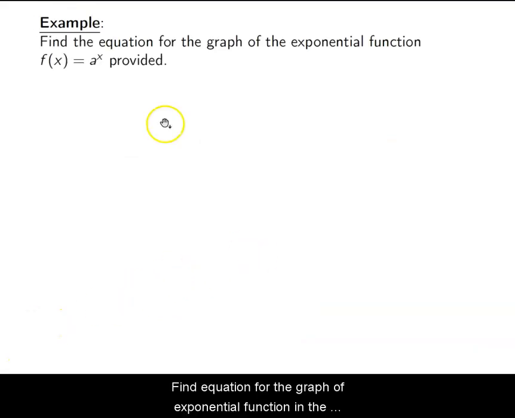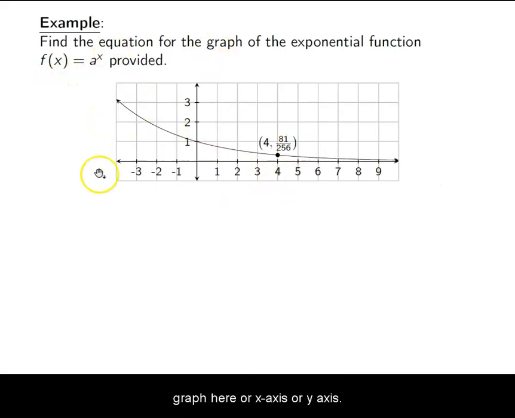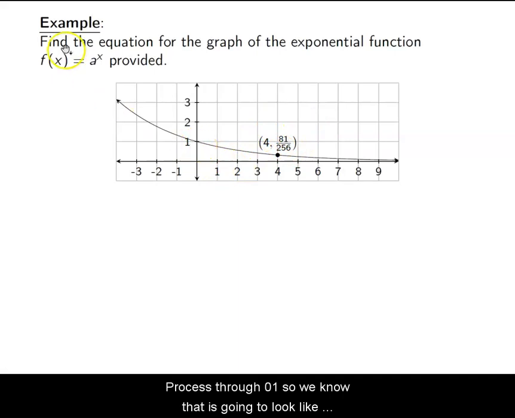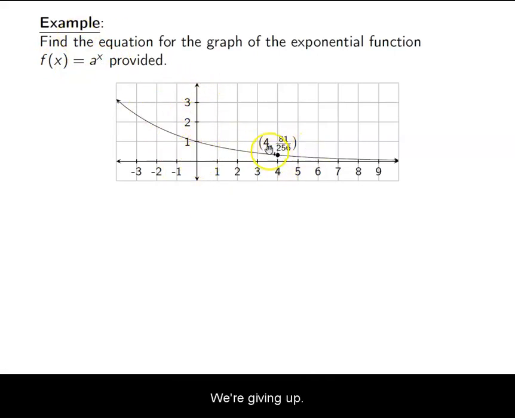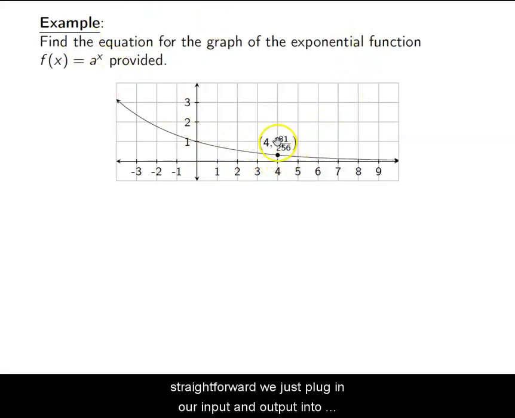So let's do an example. Find the equation for the graph of the exponential function in the form of f of x equals a to the x that is provided. Okay, so we have a graph here. We got our x-axis, our y-axis. You can see that this is exponential, and then we're given a point. Okay, it crosses through 0, 1, so we know that it's going to look like this. It's not amplified in any way because the y-intercept is 1, and we're given a point. So to find this actual equation is very straightforward. We just plug in our input and output into the locations provided, right?